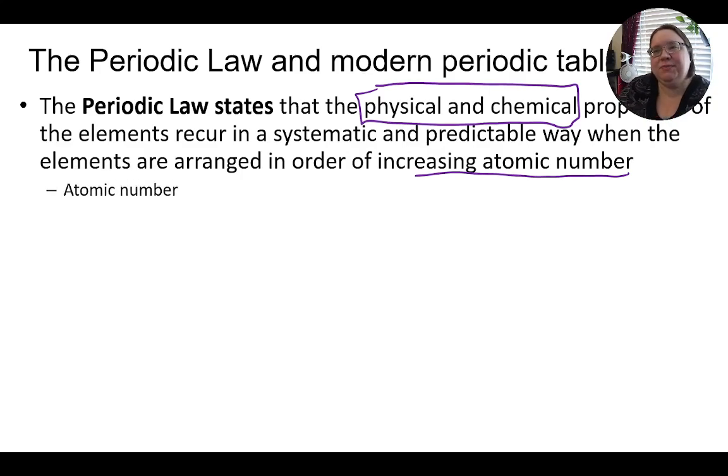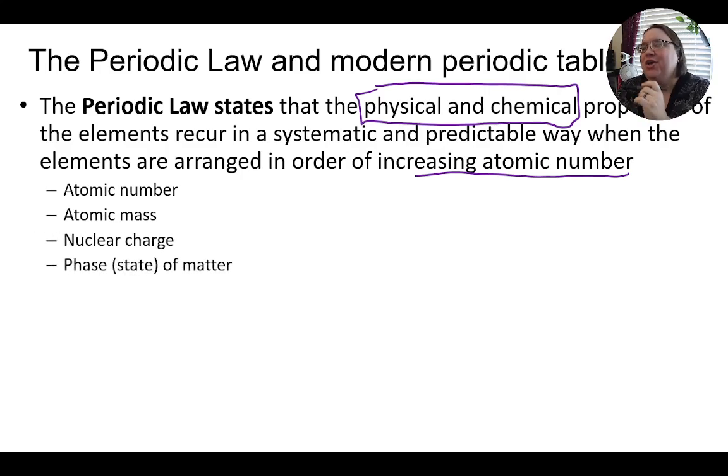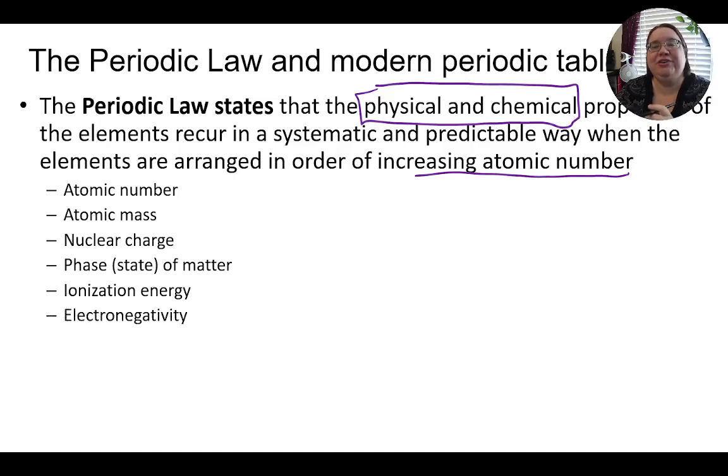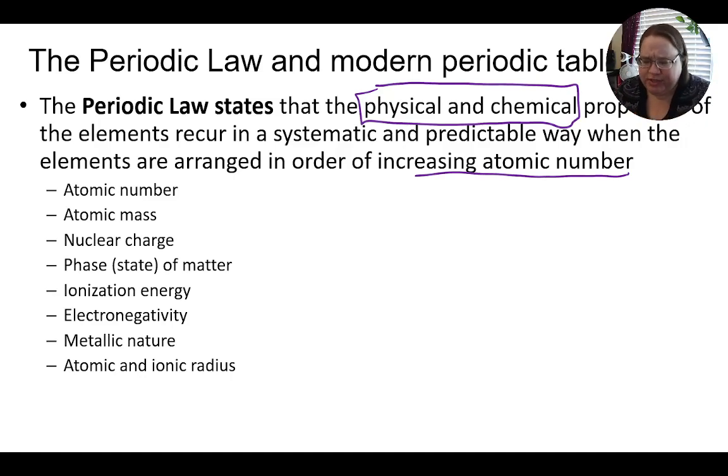Now, because of this periodic law, we see a repeatable pattern in not just the atomic number and the atomic mass, but we also see it in their nuclear charge. We see it in the phases of the elements that are in each of the groups. We also see it in these other trends that are going to be brand new to you: ionization energy, electronegativity, metallic nature, ionic radius, and atomic radius. Those patterns repeat predictably on your periodic table, and we can use this knowledge to predict how elements will react, as well as identify an unknown element based on how it responds in chemical and physical processes.